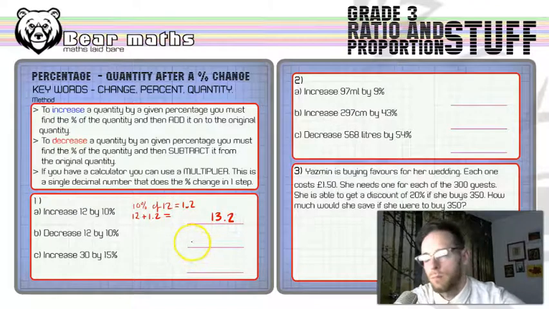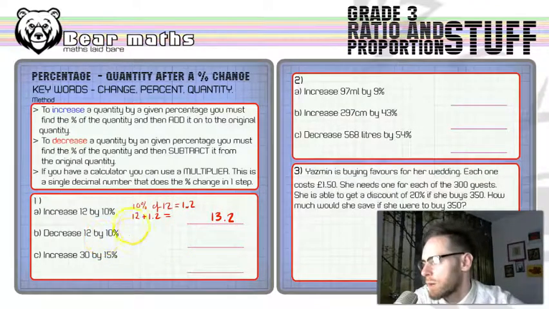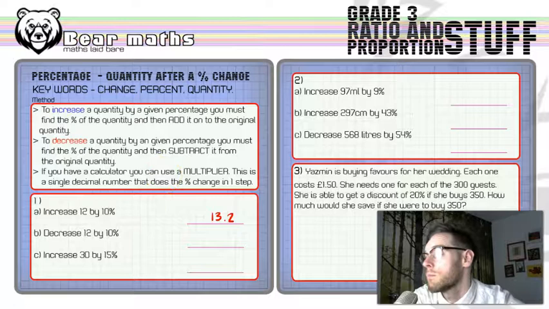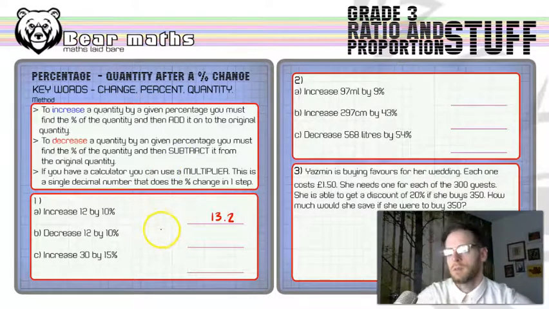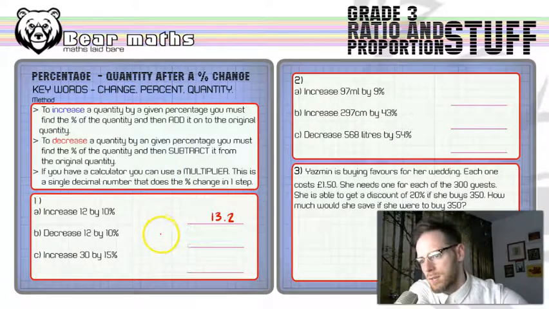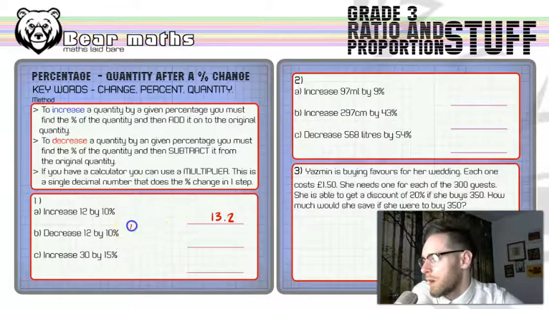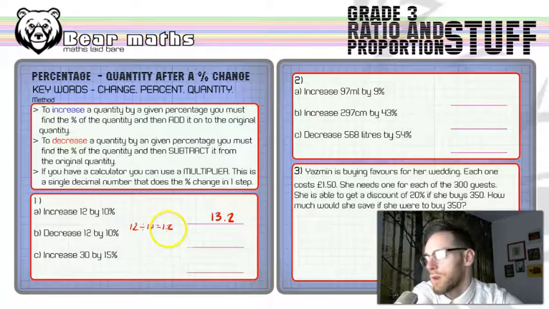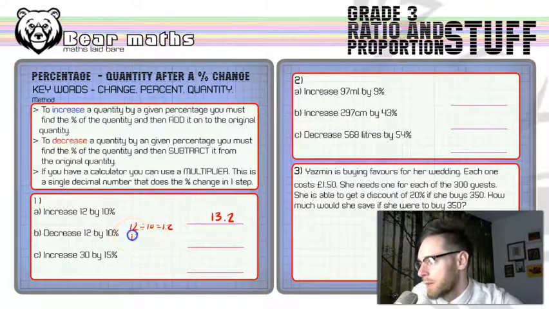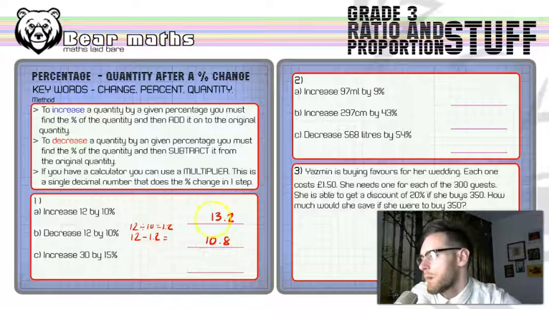Very simple process. Decreasing 12 by 10%, well, let's just pretend we didn't do the first bit. I'll show you, you can show your working out in whatever way you want. Percentage questions are always tricky because people don't think they can do it the way that they're doing it, and they can. So let's take the 12, divide by 10, that equals 1.2, a slightly different way of showing the same thing. And then 12 minus 1.2 is equal to 10.8. So there's our final answer to that one.